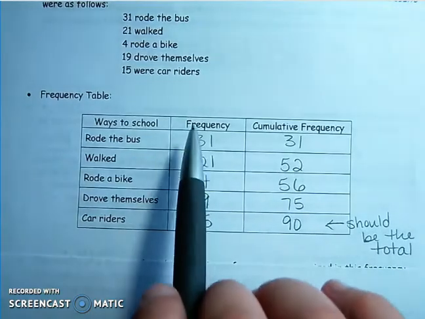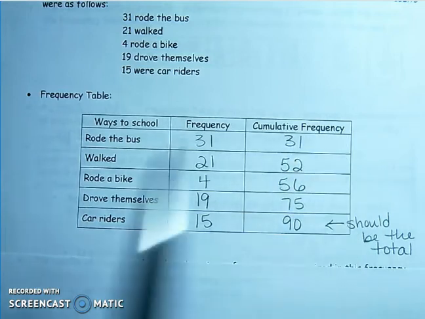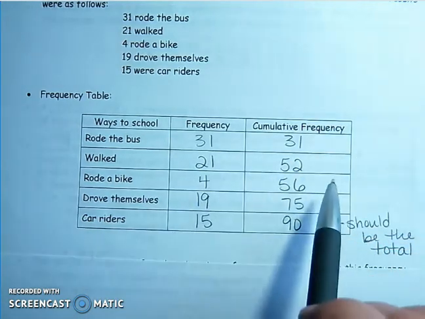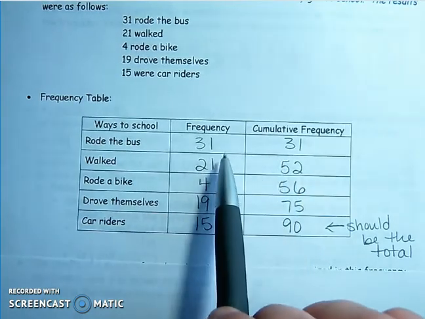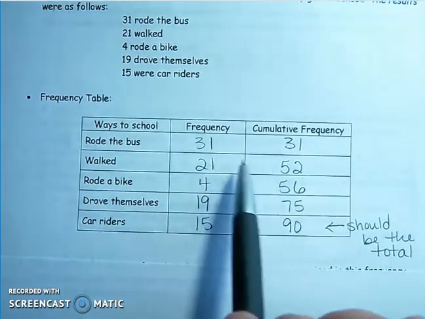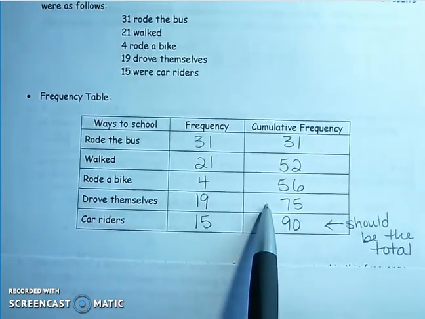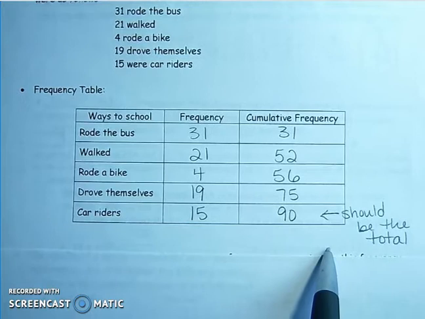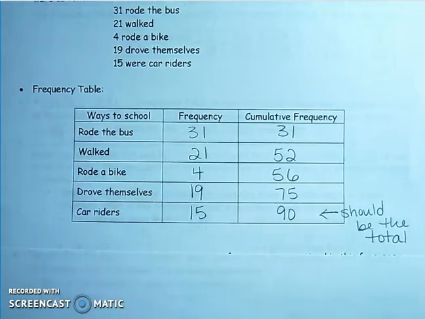The frequency of how each one occurred goes here, which is just directly copied from our list. And cumulative frequency means we add as we go, meaning the rows add up to be this number. So this first row is 31. This 52 is coming from 31 plus 21. 56 is coming from the 52 plus the 4, or all three of these. 75 comes from all 4, and 90 comes from all of them added up, which should be our total of students that we surveyed. In this case, it is, so we're good. So this is how you create a cumulative frequency chart. That's one type of frequency table.